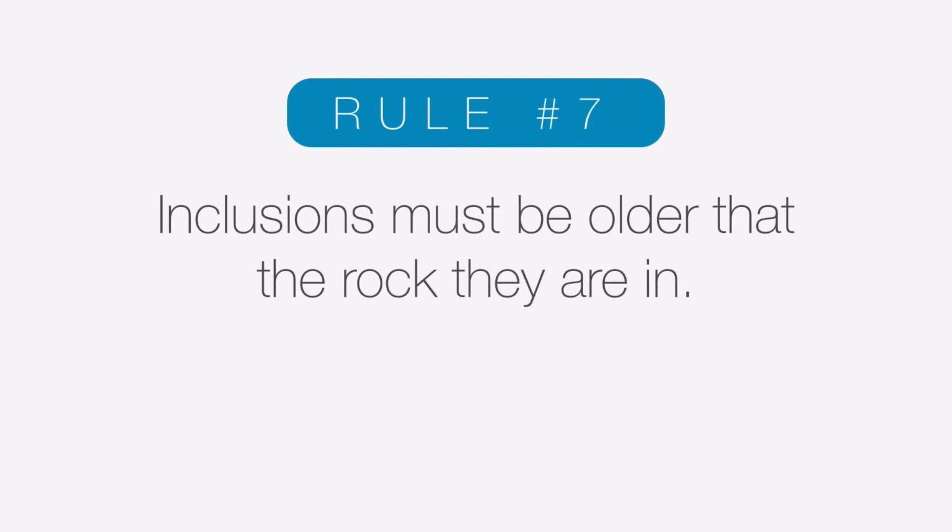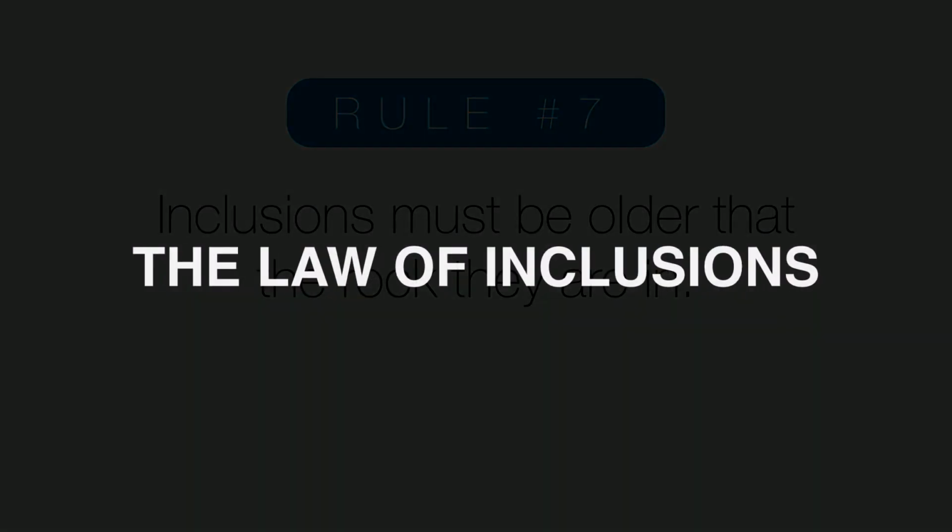Let's do one more rule, and this is called the law of inclusions. And what it states is that any inclusions, and that would be little chunks of another rock layer, if they're included in that rock layer, then they must have been around first. Inclusions must be older than the layer they're in. And again, this is called the law of inclusions.